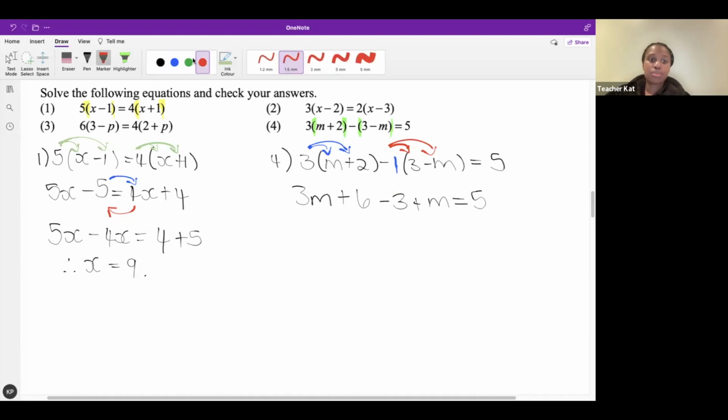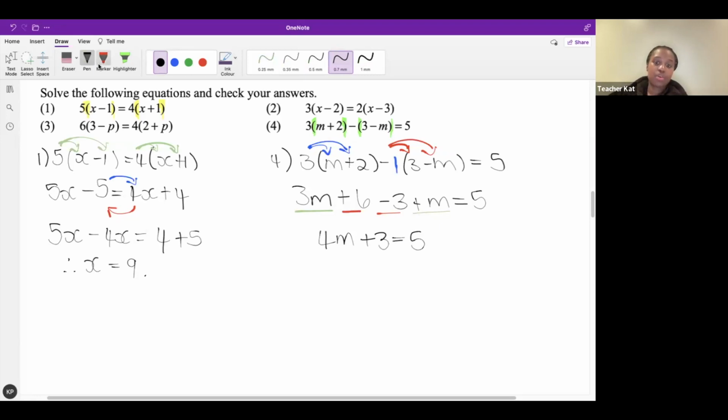Now let's first add like terms on my left-hand side. Give me my like terms, please, so I can underline them. Like terms, 3m and m. My other set of like terms, 6 and negative 3. Okay. 3m plus m is going to give us 4m. And what is 6 minus 3? Plus 3 equals 5. Great.